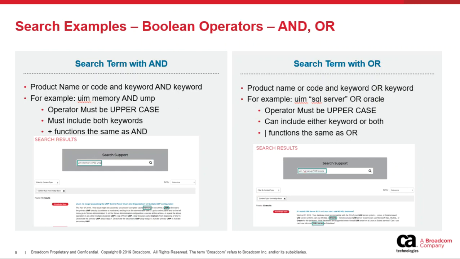On the right side, we have the OR operator and an example of UAM open double quote SQL space server. So that's an exact phrase, right? Or Oracle. So this would return UAM documents with the exact phrase of SQL Server or the string Oracle.